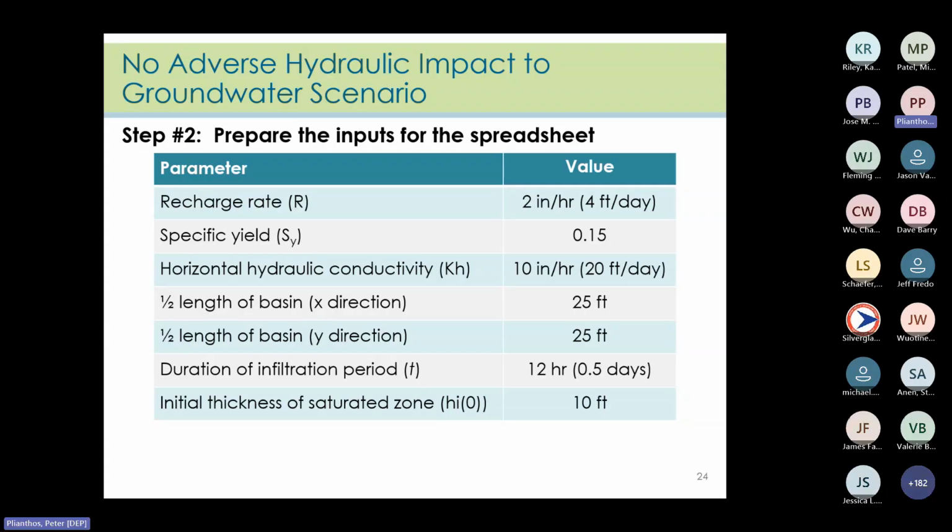The horizontal hydraulic conductivity is equal to 5 times the recharge rate, since the infiltration basin is located in the coastal plain. The basin measures 50 feet by 50 feet, so we would just input half of each of those dimensions, since the analysis is performed at the center of the basin. And the duration of infiltration period is obtained from step 1. We also needed to divide hours by 24 to get the number of days, which is 0.5 for this example, if we're using the older spreadsheet. T is less than the upper limit of 3 days. The initial thickness of the saturated zone uses the default value of 10 feet.